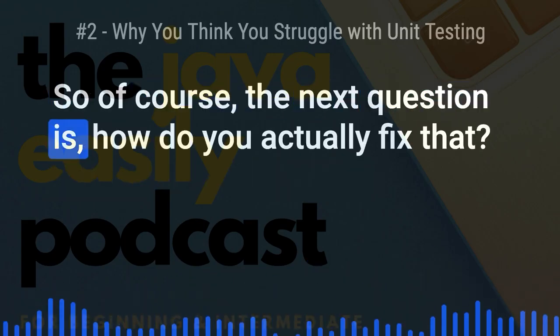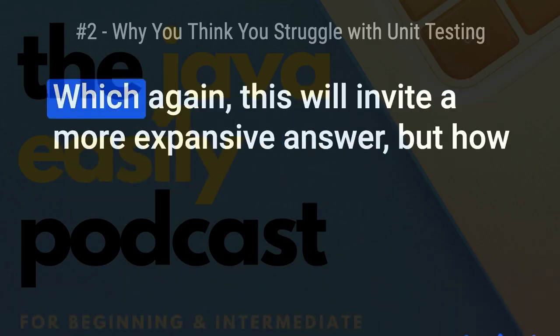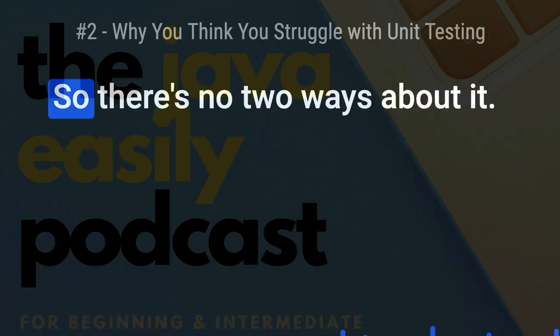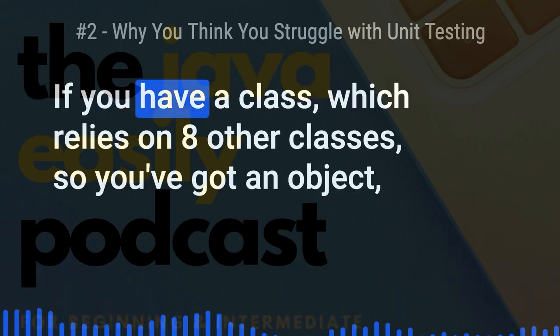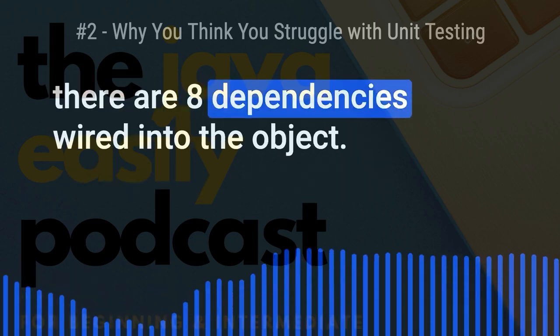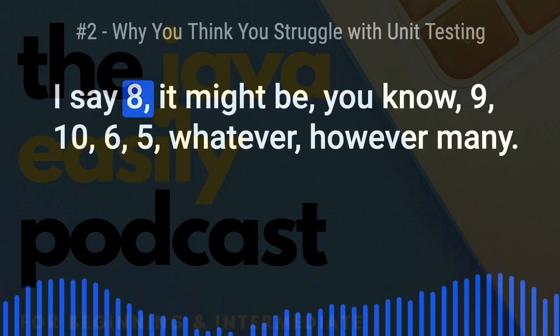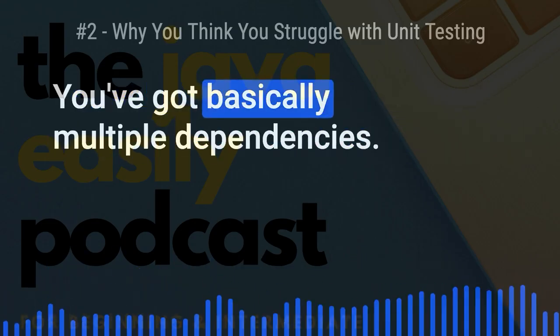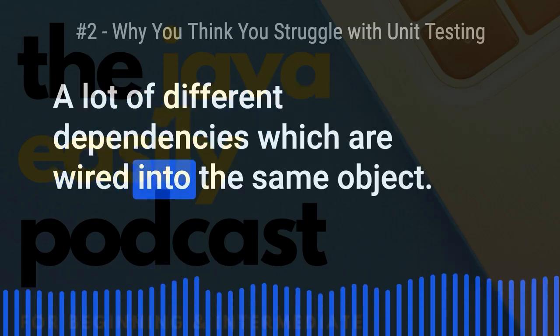So of course the next question is, how do you actually fix that? Which again, will invite a more expansive answer, but how you actually fix it is you need to effectively refactor the code. There's no two ways about it. If you have a class which relies on 8 other classes, so you've got an object with 8 dependencies wired into it, I say 8, it might be 9, 10, 6, 5, however many, you've got basically a lot of different dependencies wired into the same object.